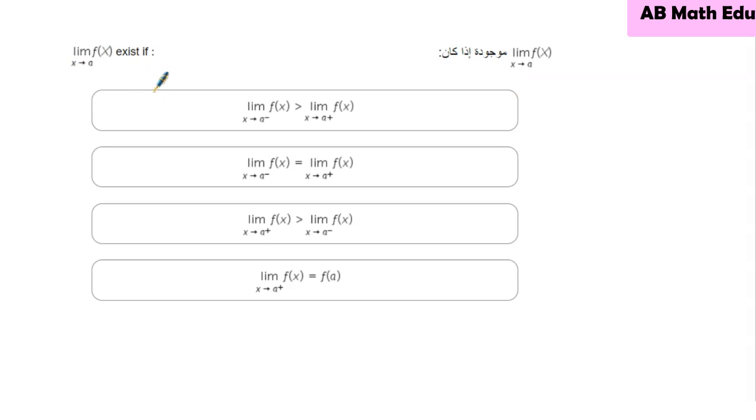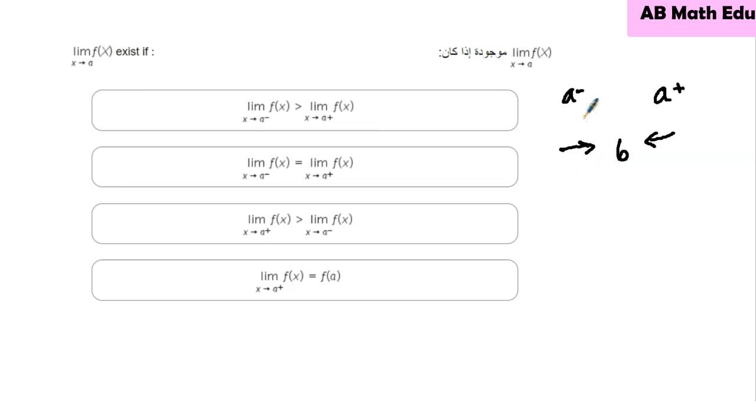So what is the definition of a limit? For a limit to exist, that means you have to check both the left and the right approach. For instance, if you have a limit as x approaches, say, 6, you have to check from this side and you have to check from this side.